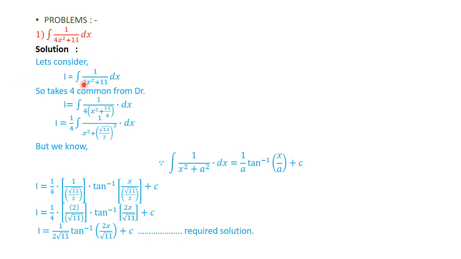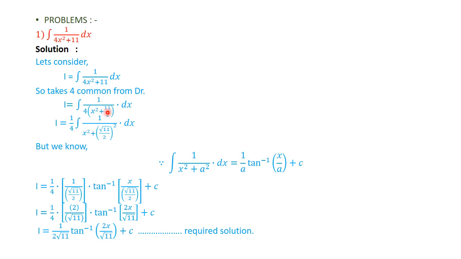Now here, to solve this problem, let us consider I is equal to this integral. You know that we want to make x square free from a coefficient or multiple. For that purpose we have to take 4 common from the denominator, and divide the remaining terms by 4. So 4 is taken outside, then the remaining terms become 4 by 4, which is 1, and 11 by 4. Now 1 by 4, being a constant, is taken outside the integral sign.